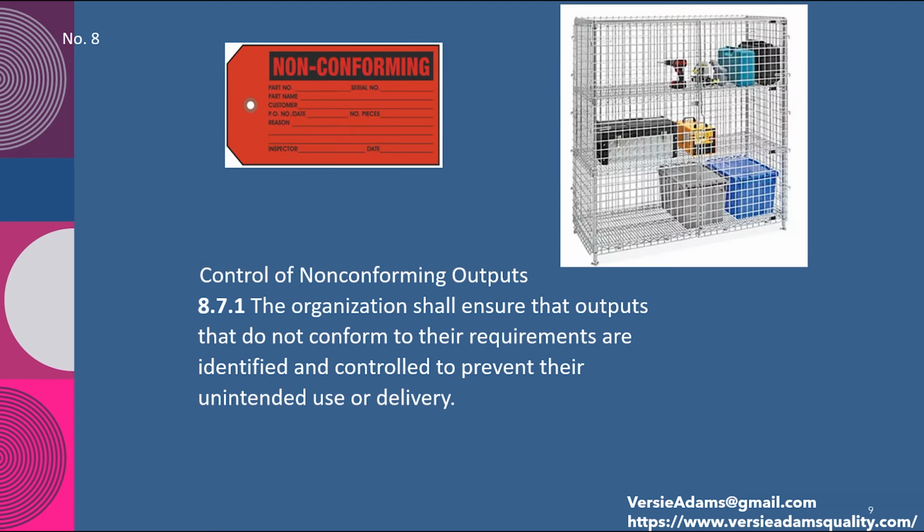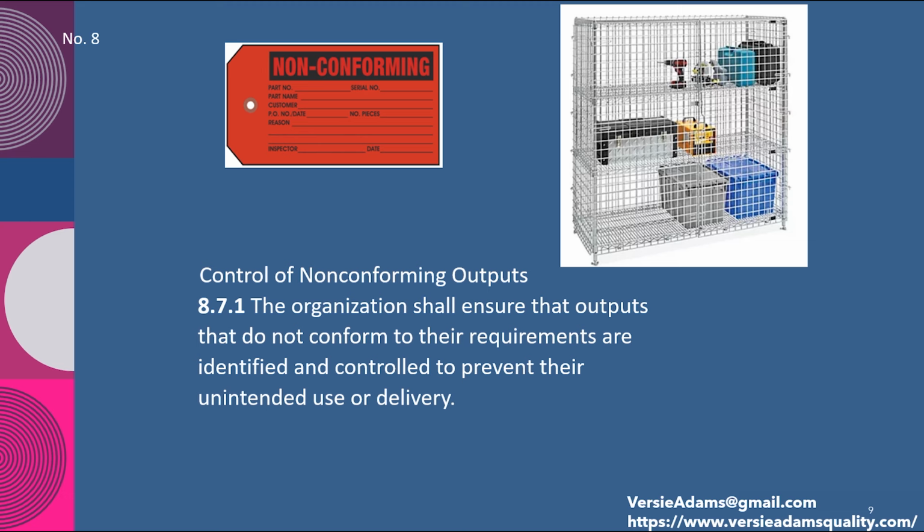So typically you want to identify those parts with a non-conforming product label. This is the typical one that I see. You can buy it online at Uline and other places. It has the key information that you need to fill out to describe the non-conformity: the part number, the part name, serial number if applicable, the customer, your PO, the quantity, the reason for the rejection, the inspector, and then the date.